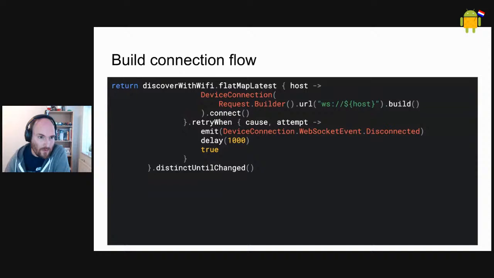So continuing that function, now we have the host name of my device, and all we have to do is create a device connection, so that returns our flow of WebSocket events. If something goes haywire there, then I'll catch that error with a retry when, and then I'll just emit an artificial disconnected event, just in case it was connected. And then if that happens, I delay and then return true to retry that whole operation. And finally, there's a distinct until changed to make sure that if we're in this loop where we try to connect and everything, every time it fails for some reason, then you'll get only one disconnected event. So that's just for cleaner messaging, I guess.